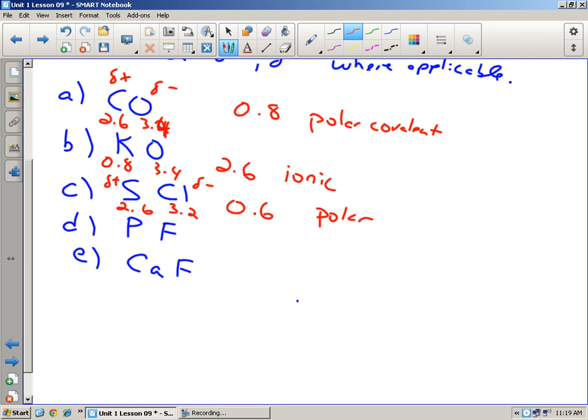Now this one's a little bit tricky, P and F here. F is 4.0. Remember, F is really strong. It's really good at attracting electrons. P is 2.2, is it? So the difference there is actually 1.8. So you might say, well, geez, 1.8, that's a lot. That we should classify as ionic.